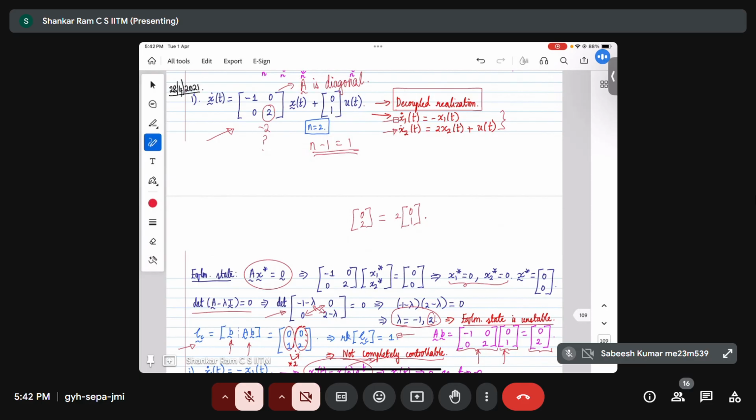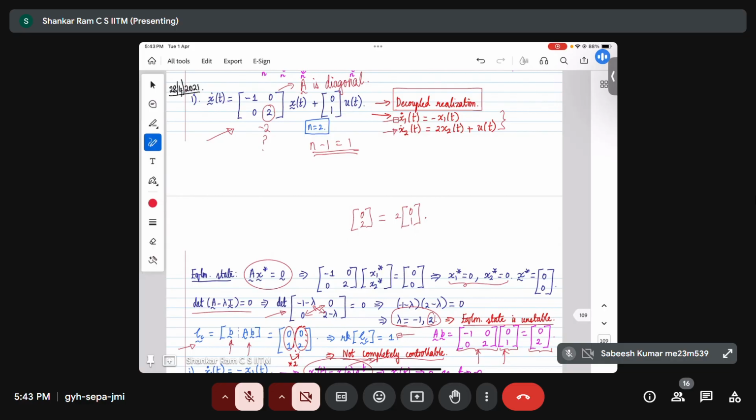Ultimately, you should be in a position to control the evolution of each state variable by designing an input U. Then only the system is said to be completely controllable. In the jargon, they will just use controllable. No one will say completely controllable, because it's understood that when you say a system is controllable, it means complete control. So that is point number one.